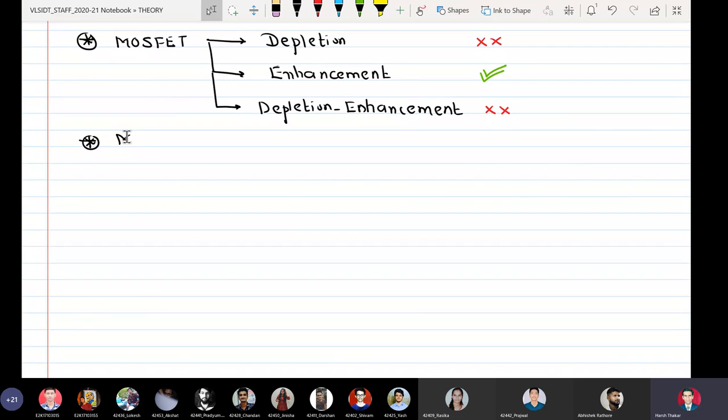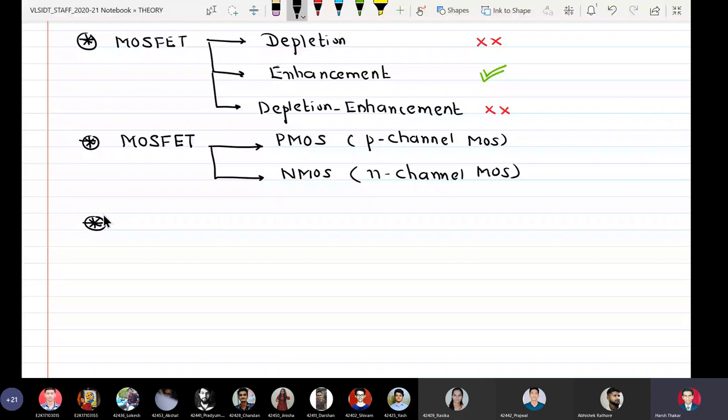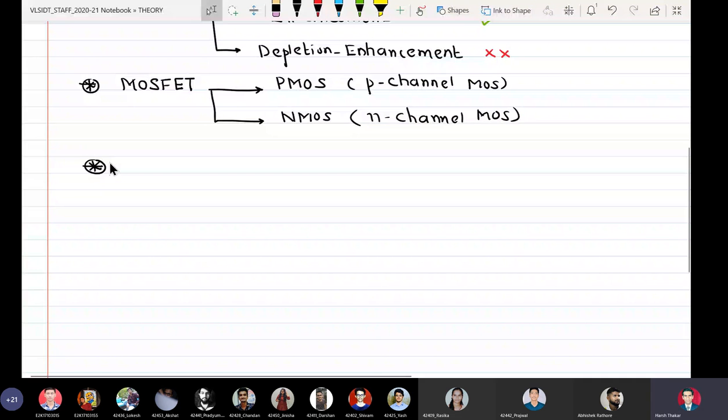Now, we also know that when we say MOSFET, it means metal oxide semiconductor field effect transistor. They are also classified as PMOS and NMOS, also known as P-channel MOS and N-channel MOS. Okay. Now, this is very important that a MOSFET is a four terminal device.